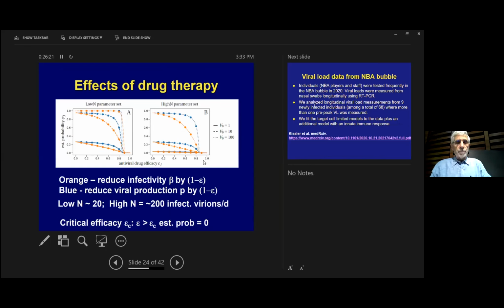They also cause problems, because if you're infected, it may take weeks before you actually develop symptoms if you're on these drugs, because they're slowing down the infection so much. So there's some issues related to that also, which we raise.